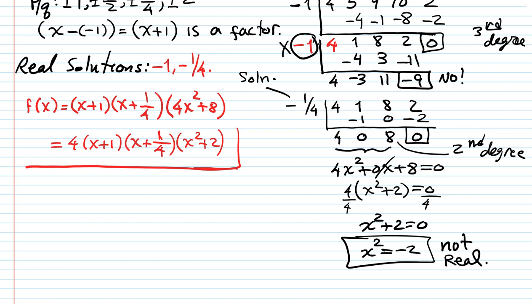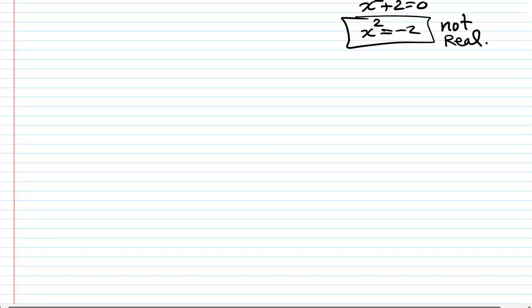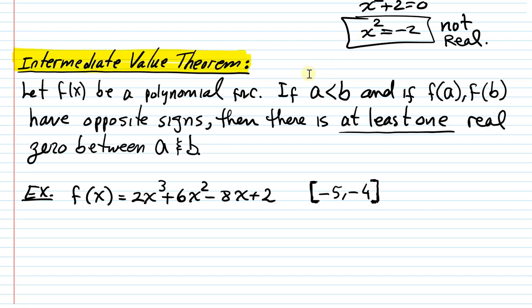Okay. Now we're going to finish this work with another theorem, our last theorem, which is the intermediate value theorem. It's a rather easy one. So let me write it and then I'll come back and explain it. Okay, so here it is, the intermediate value theorem. It goes like this. Suppose we have a polynomial function. Let f of x be a polynomial function.